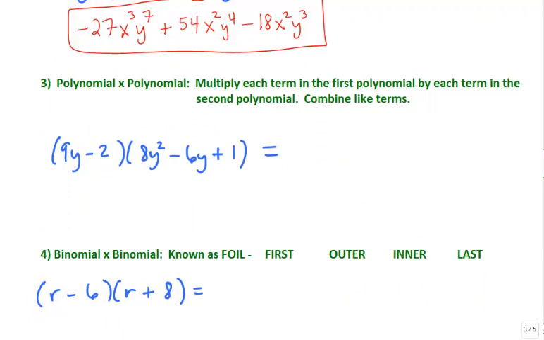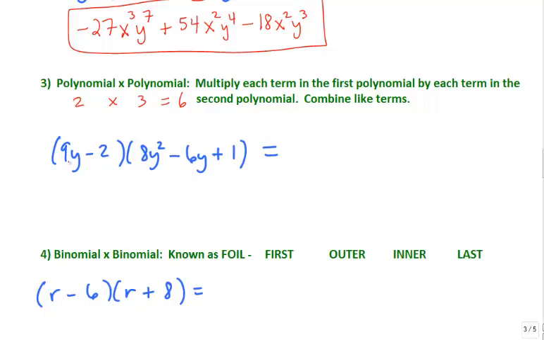Okay, now we're going to make it a little bit more complicated by doing a polynomial times a polynomial. So many terms times many terms. Again, this is really just our distributive property at work. So we want to make sure that we take every term in this set of parentheses times every term in this set of parentheses. So if you think about it, we have 2 terms in the first set of parentheses, and we're multiplying those by 3 terms in the second set of parentheses. So initially, we're going to get 6 terms right from the start when we do our distributive property.